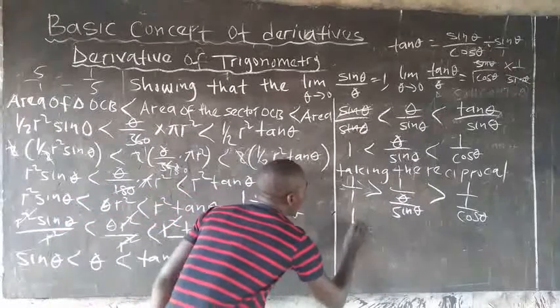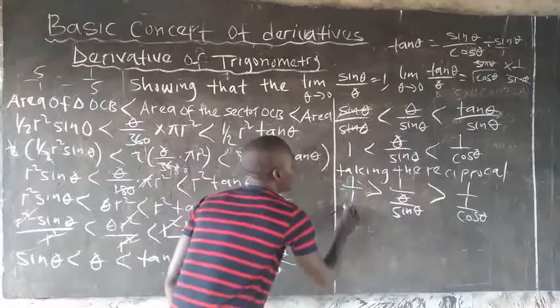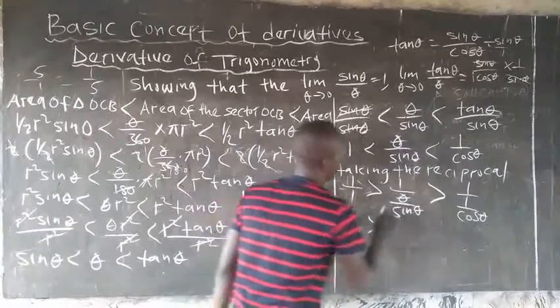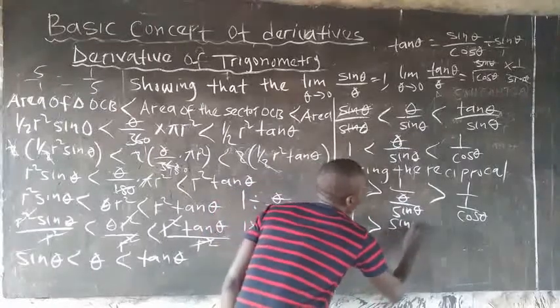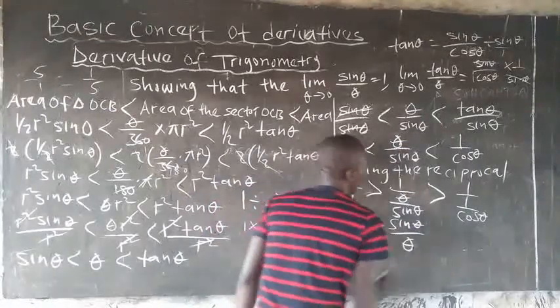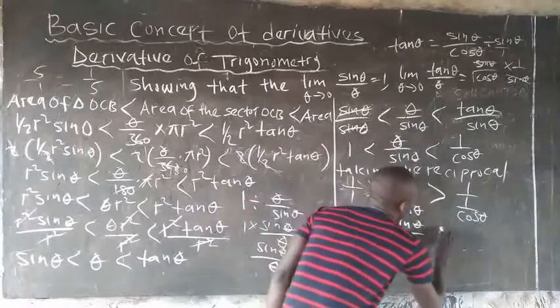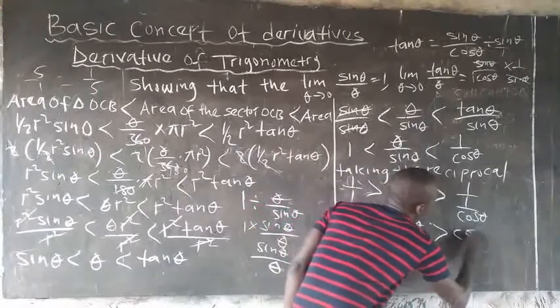So this one will be 1 all over, this one will be 1 divided by 1, which is 1, greater than sin theta over theta. This one, same thing, will be cos theta.